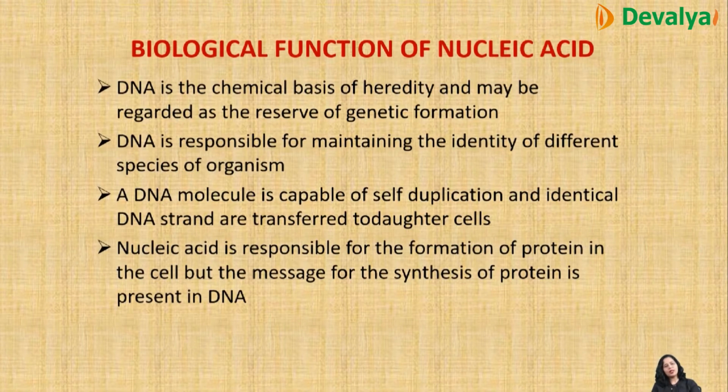Because DNA replicates and duplicates itself, it forms a number of daughter cells which again form the DNA. Nucleic acid is responsible for the formation of protein in the cell, but the message for the synthesis of protein is again present in the DNA. So mainly DNA is responsible for heredity and a number of important things, like in serials such as CID, where they detect dead bodies and relate them with the help of DNA to which relations they belong.